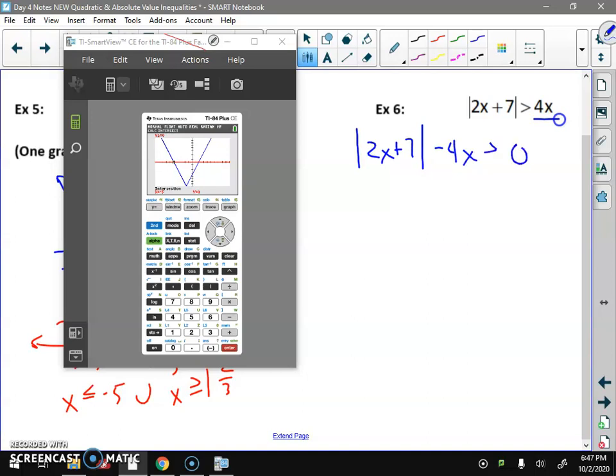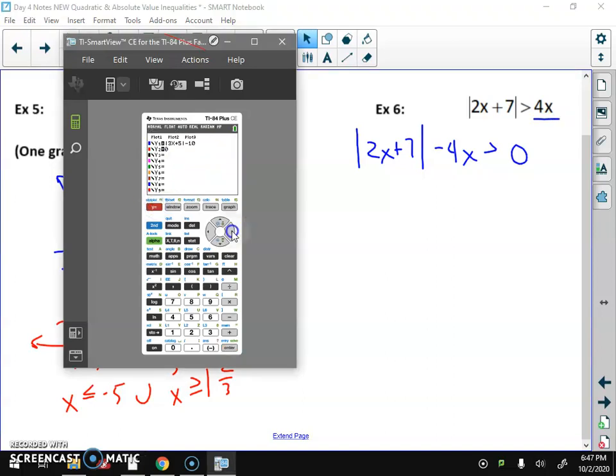Bring that over, greater than 0. That's what's going to get plugged into our calculator. Y equals absolute value 2x plus 7, minus 4x. Zoom 6. Looks kind of linear to me. Doesn't look like an absolute value V, but I know from our base function knowledge that absolute values make V's.